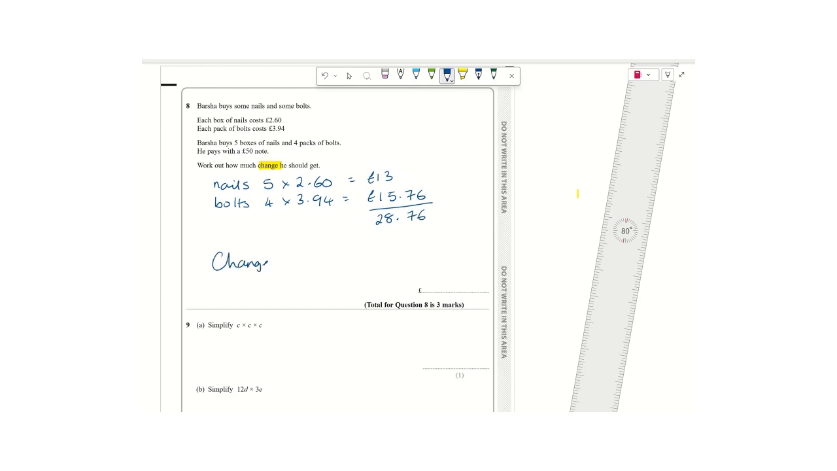So his change, he paid with a £50 note, take away £28.76, gives you £34.24.